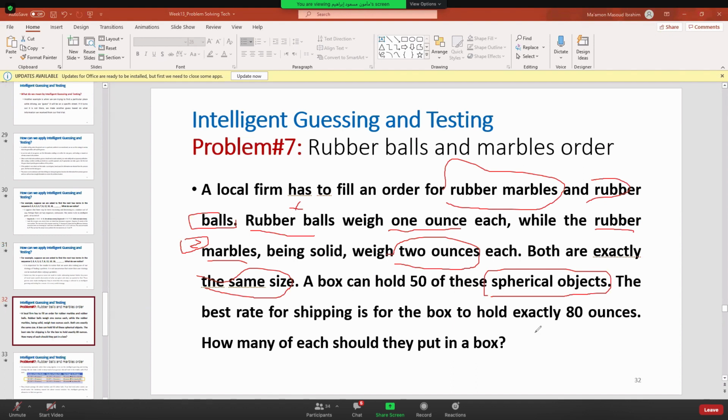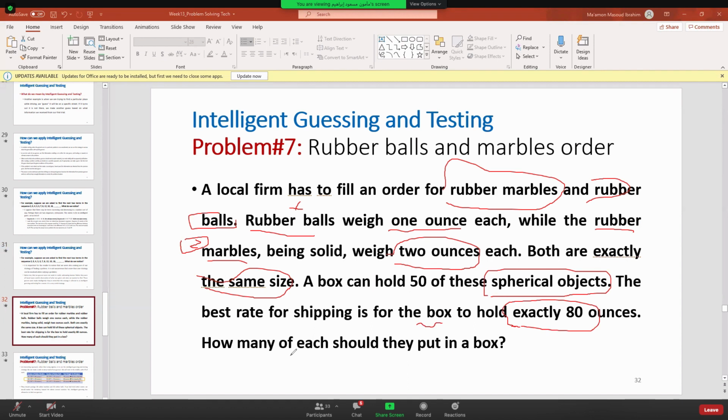So they will reserve the same place because they have the same size. Now, the best rate for shipping is for the box to hold exactly 80 ounces. Our box can carry at most 80 ounces, so we want to fill the box with 80 ounces.